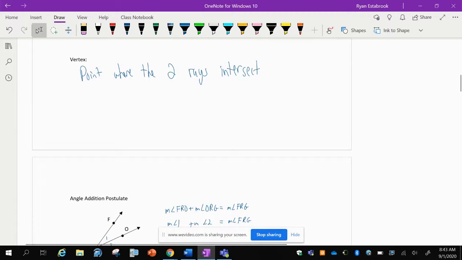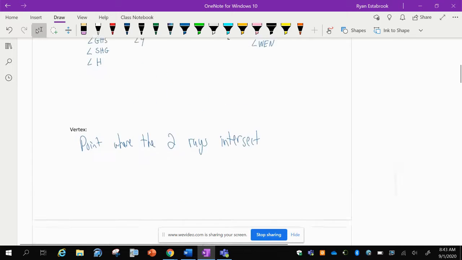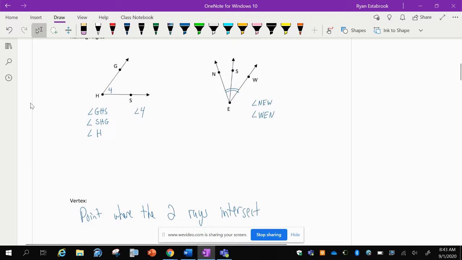I've mentioned the word vertex. It is the point where the 2 rays intersect. That is one of the ways that we can sometimes name an angle, like I showed in this example on the left.